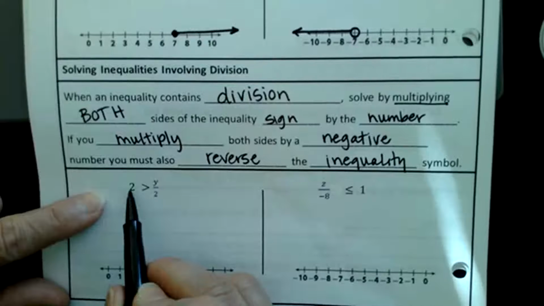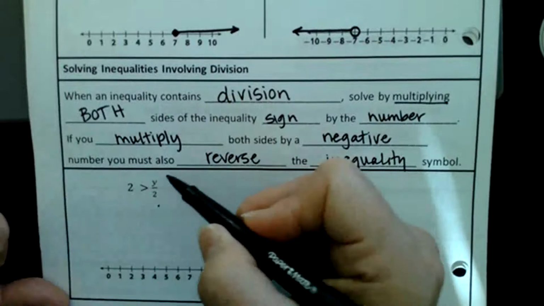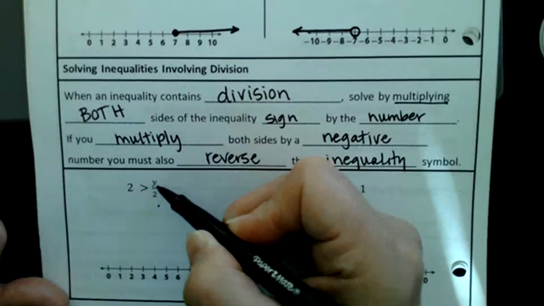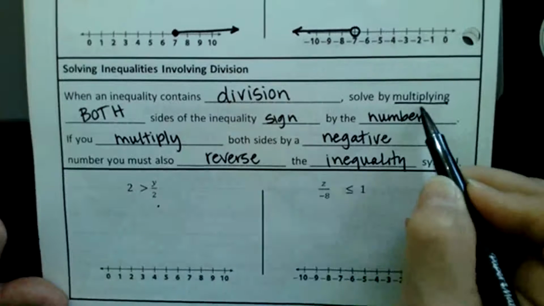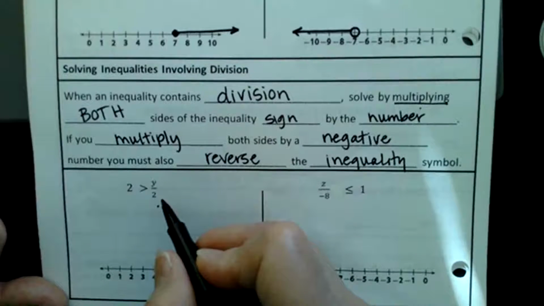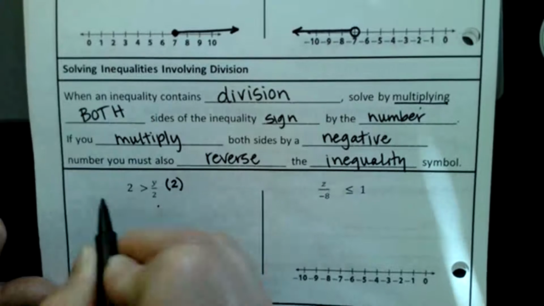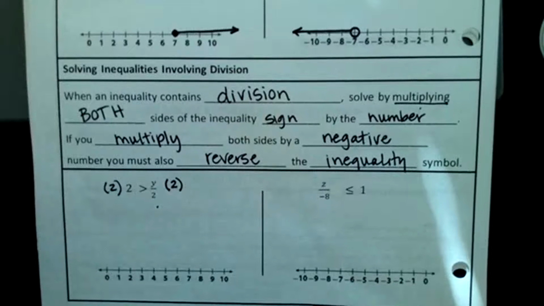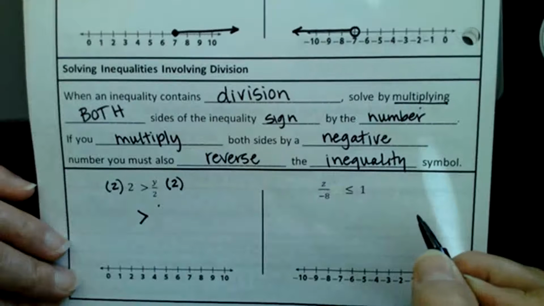On this side, we have 2 is greater than y divided by 2. So there's our variable y, and what is happening to our variable is being divided by 2. To undo dividing by 2, we multiply. That's called the inverse of dividing. The inverse operation of dividing is multiplying. So I'm going to multiply times 2, but I have to do it to both sides. But I'm multiplying by a positive number. So I'm going to keep the inequality symbol exactly the same as it was.